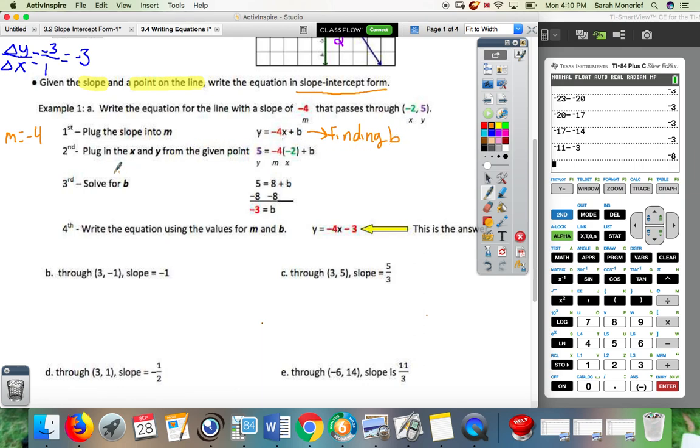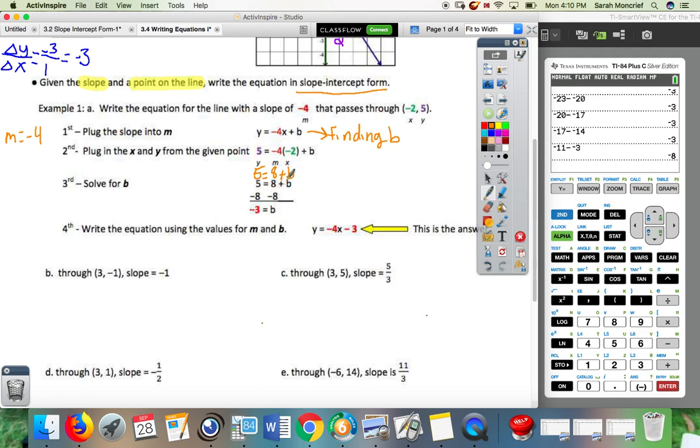Now, what do I have if I don't have b? I have points x and y. So what we are going to do is plug in our x and our y and then solve for b. So starting here, we're going to plug in 5 for y and negative 2 for x. So you should have 5 is equal to negative 4 times negative 2 plus b. From here, we just simplify and solve for b. So the first step to simplifying is negative 4 times negative 2, which is 8. So you should have 5 is equal to 8 plus b, which is right here.